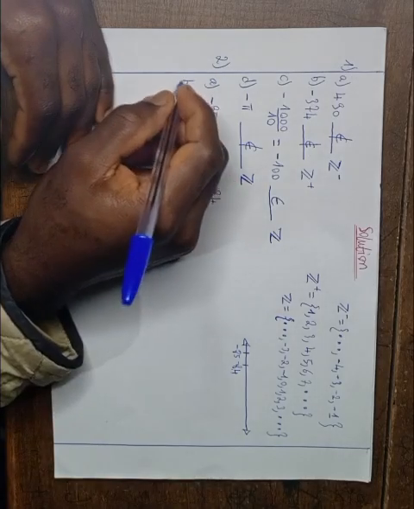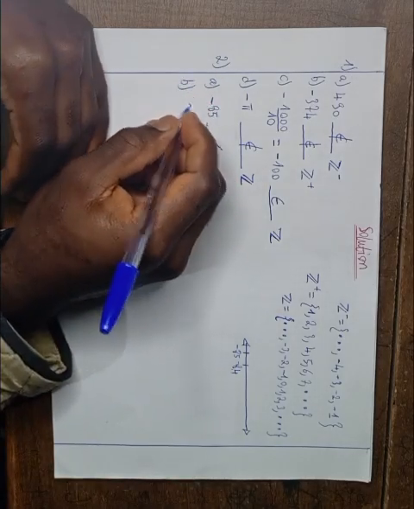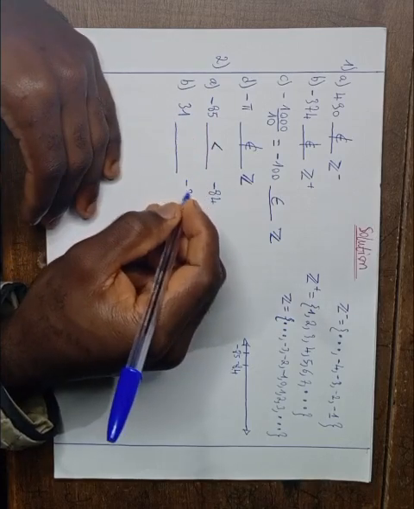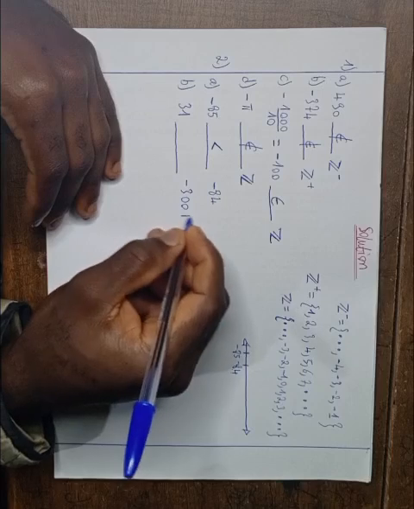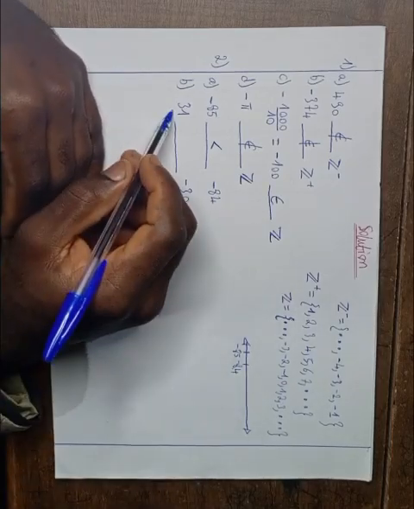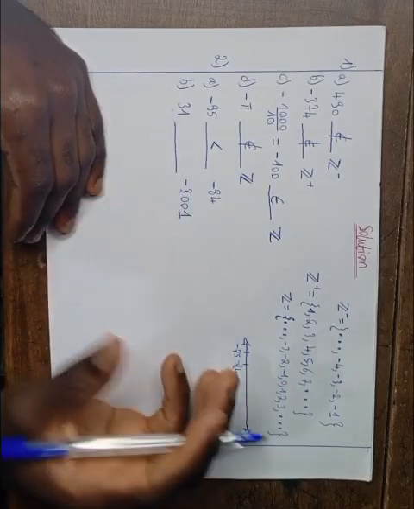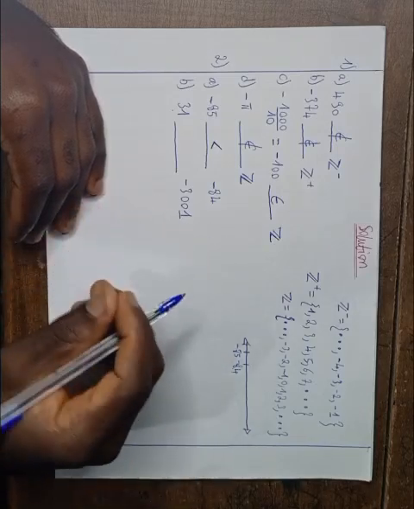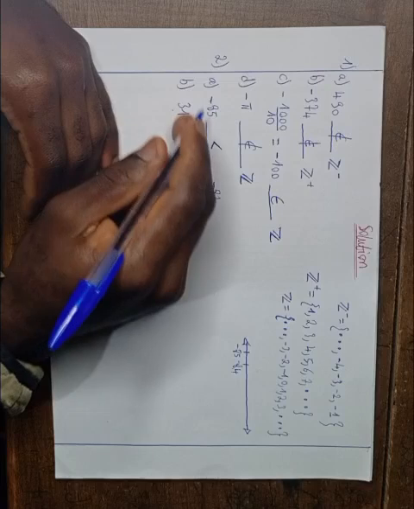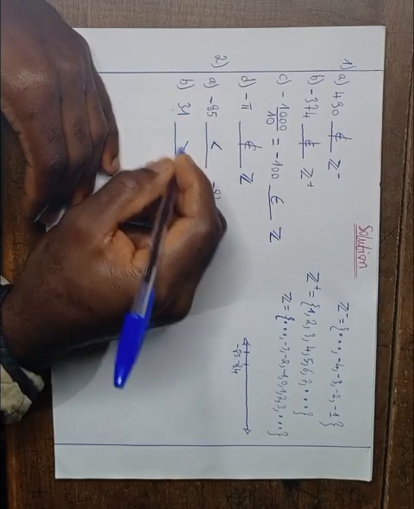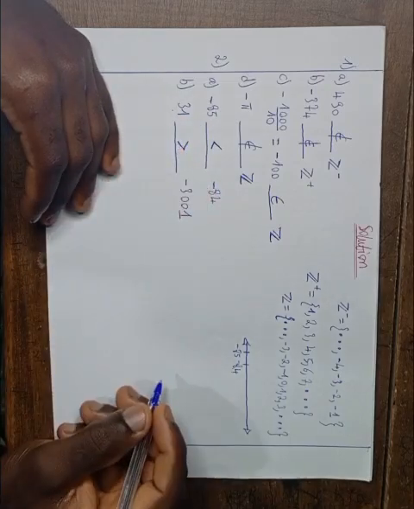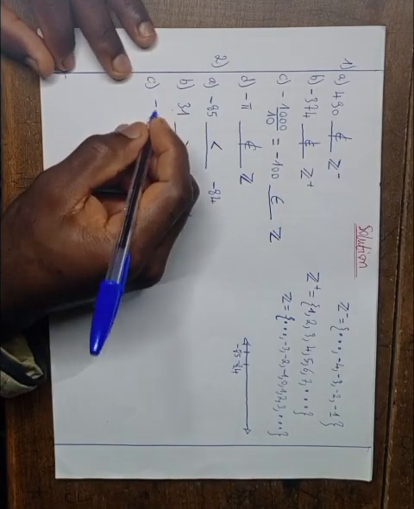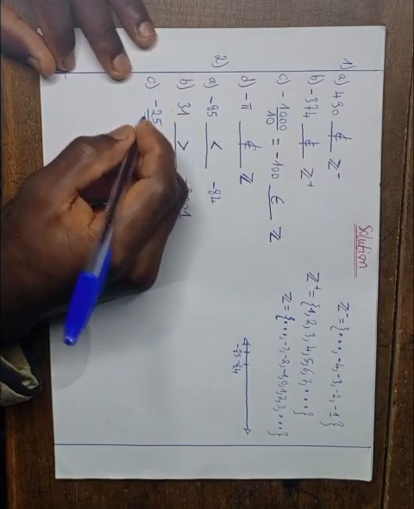For B, we have 31, we have the empty space, we have the number negative 3001. In this case, we have a positive number and a negative number. When we have a positive number and a negative number, we know the positive number is always greater than the negative number. So in this case, 31 is greater than negative 3001.